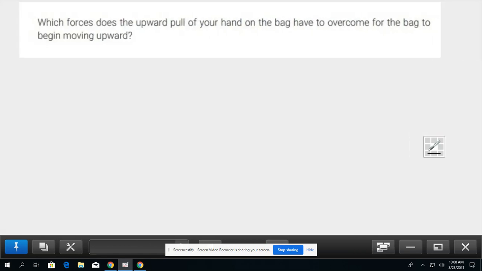Once you've drawn that free body diagram, you're going to answer the following question. Which force does the upward pull of your hand on the bag have to overcome for the bag to begin moving upward? The upward pull of your hand has to be stronger than that downward pull. So think about what force is pulling down. What does the bag have to overcome to begin moving upward?